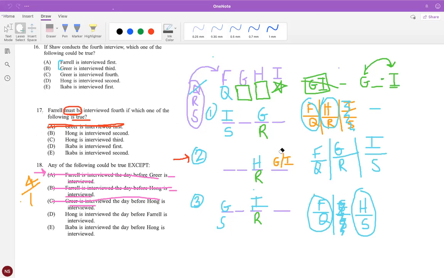Awesome. All right. And then for E, Ikaba is interviewed the day before Hong. So could be true as well. Yep, and we're looking for what can't happen. So that's why D's our answer. Awesome.